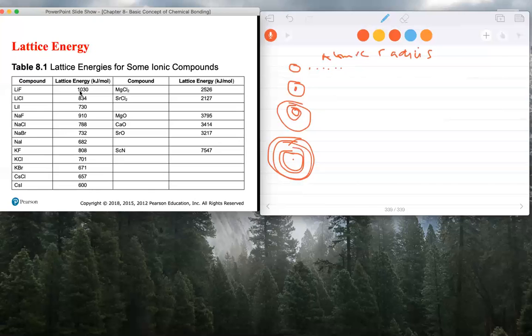If you look at the trend here, look at the first 3 compounds on the table: lithium, lithium, lithium. The ionic radius of lithium will not really change, so I'm just going to use a constant radius, assuming that is lithium. I'm trying to get the same radius.